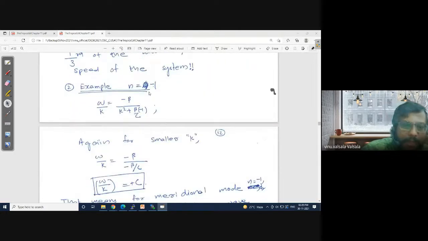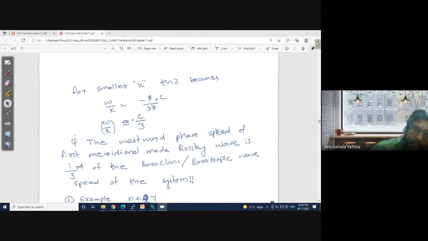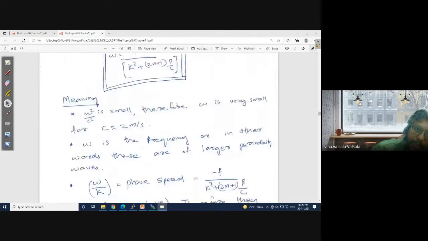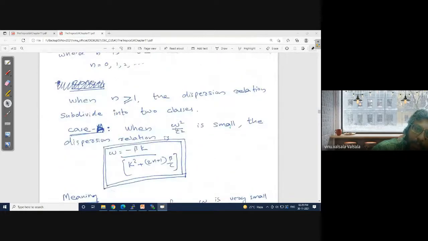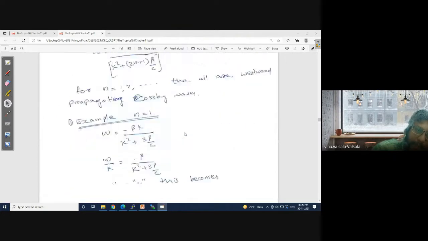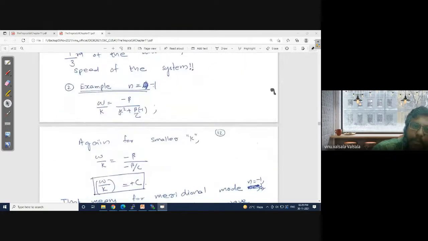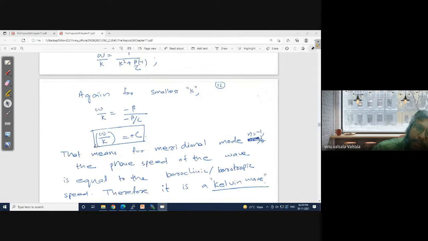Now, what happens if n equal to minus 1? Because the Hermite polynomial allows us, as a special case, if I take n equal to minus 1, let us examine the dispersion relation. What will happen to that? So omega by k equal to minus, again at the limit of this. What is the limit? Omega by c is extremely small, or omega square by c square is small. In that limit, if you put n equal to minus 1, omega by k equal to minus beta by k square plus (2n plus 1), that means 2n plus 1 becomes minus 1, beta by c. If you simplify, you are going to get omega by k equal to plus c.